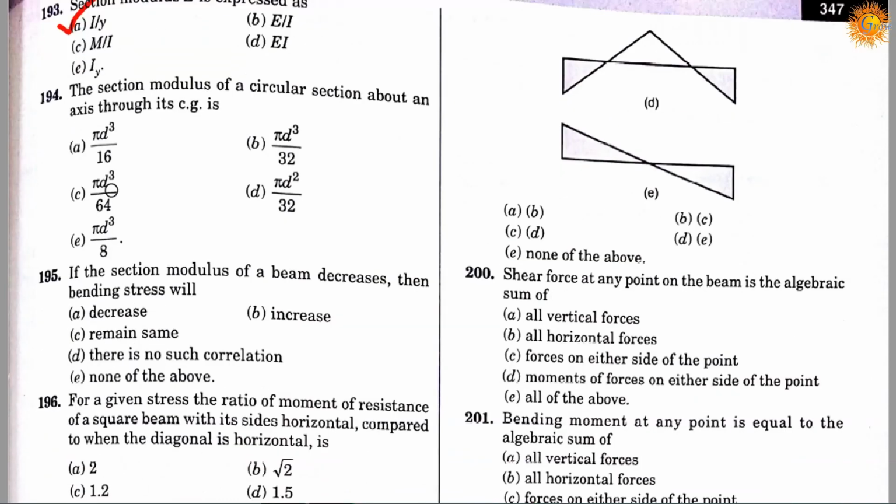Question number 194. The section modulus of a circular section about an axis through its center of gravity is option A, pi d cube upon 16, option B, pi d cube upon 32, option C, pi d cube upon 64, option D, pi d square divided by 32, and option E is pi d cube upon 8. Correct answer is B, it will be pi d cube divided by 32.